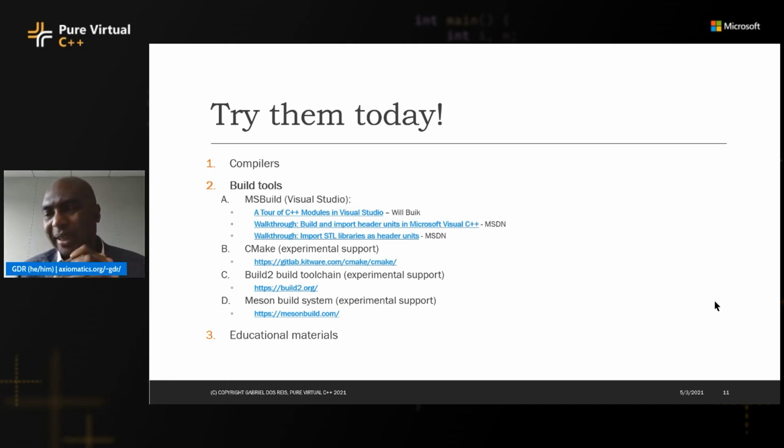And very recently, the Meson build system has also added experimental support for modules. So here you have 4 build systems, 3 compilers, and you can use them in combination today. You don't have to wait a year. You can try them today, experiment, and build programs, to get a sense of how to simplify your development and how to make you more productive.